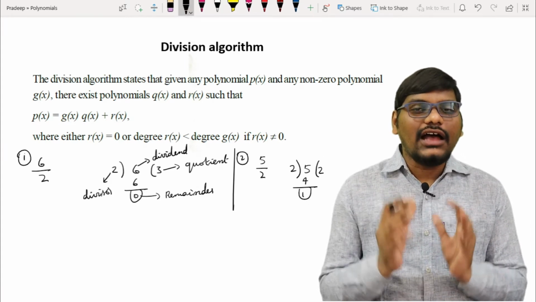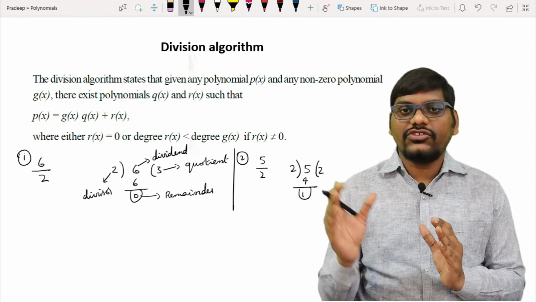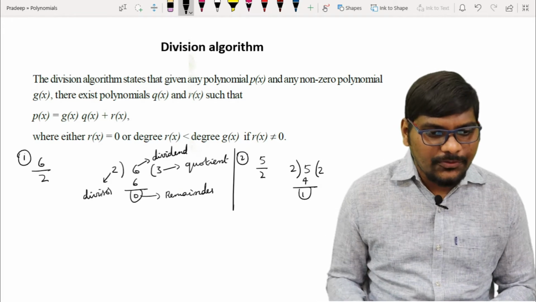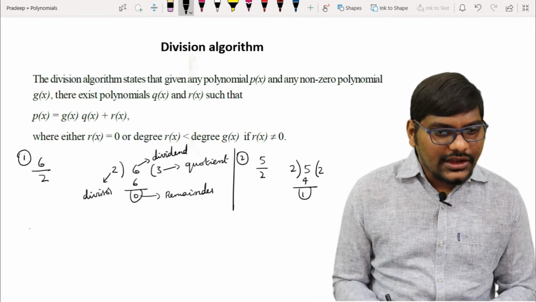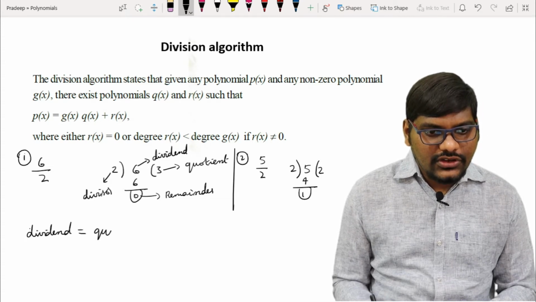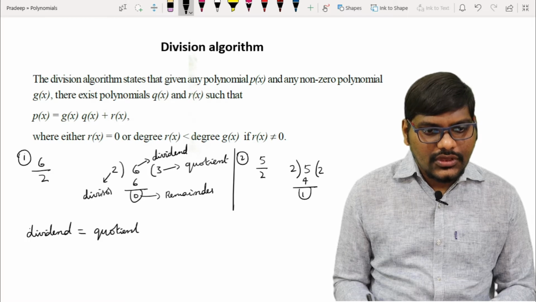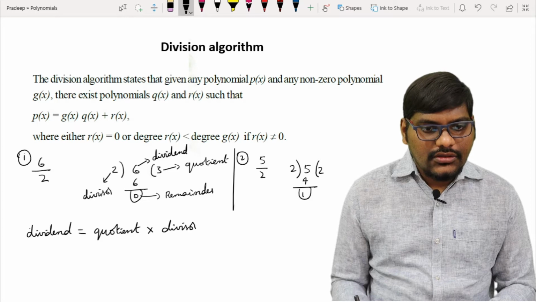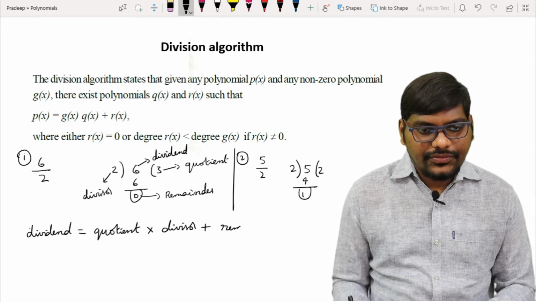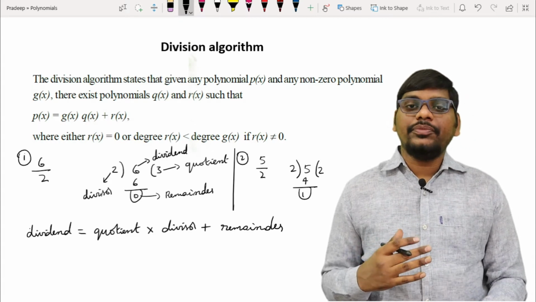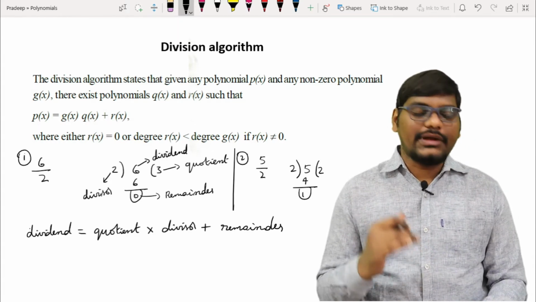Now all these things, dividend, divisor, quotient and remainder, will combine into one formula that I'll show you now. See here, I'll write it as dividend is equal to quotient into divisor plus remainder. We are going to use this particular form for all the problems in this exercise.